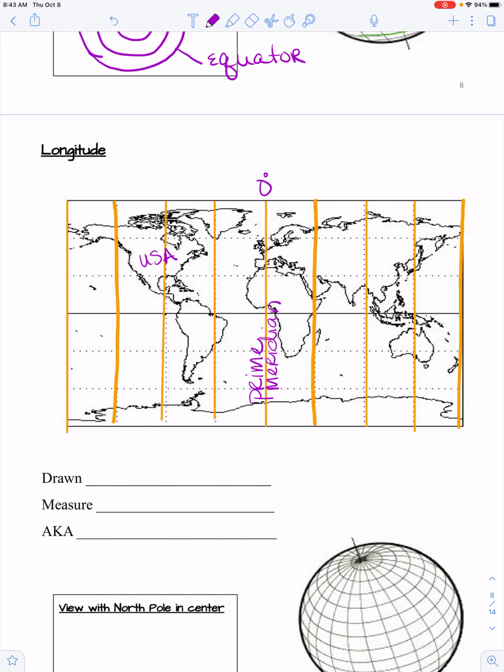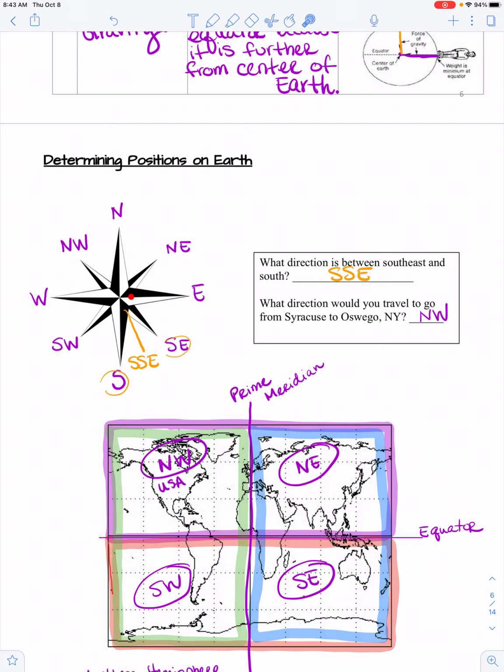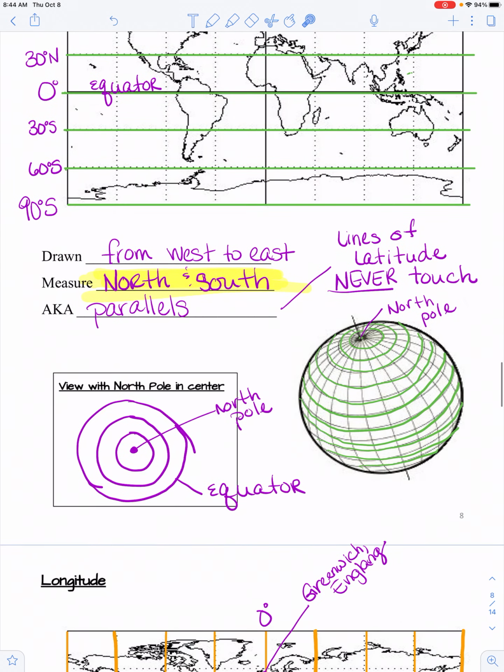And that's at 0 degrees. And this map's not the greatest, but it's going to go through a place called Greenwich, England. So if we look back to our notes here, if this is our point of origin and that would be my prime meridian, if I go this way, it's to the east, I go that way, it's to the west.